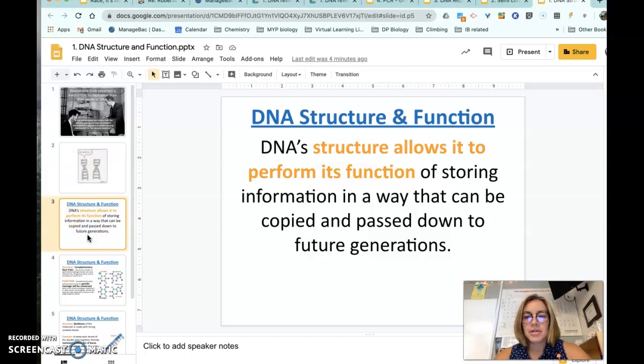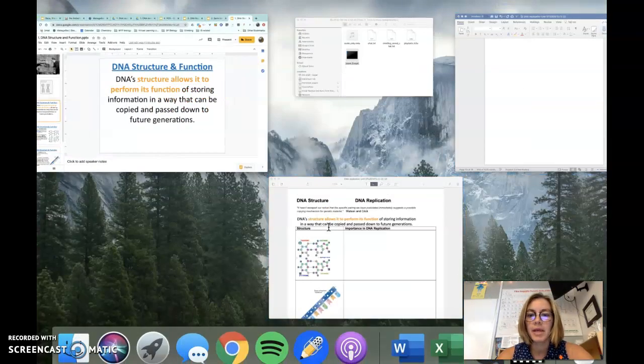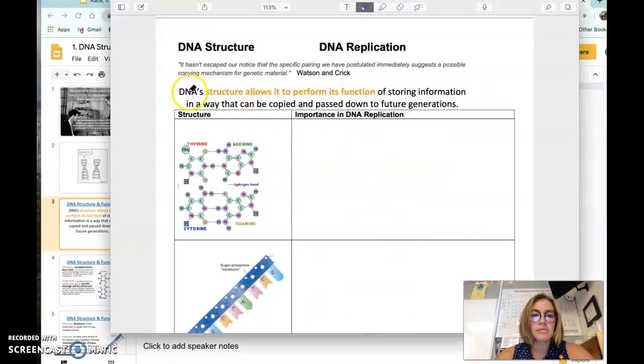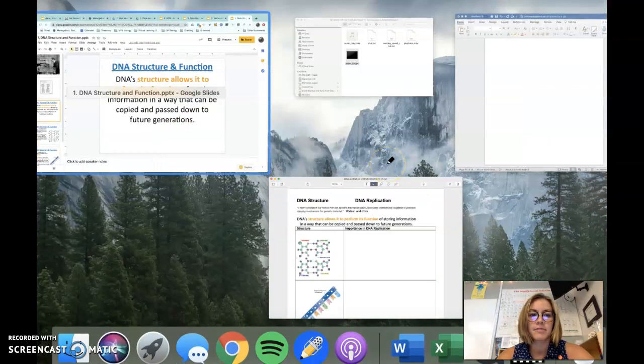So DNA structure allows it to perform its function of storing information in a way that can be copied and passed down to future generations. So in your notes packet, that's already written here. DNA structure allows it to perform its function. So next, what we're going to be looking at is what's this structure and why is it important for DNA to be able to replicate itself?